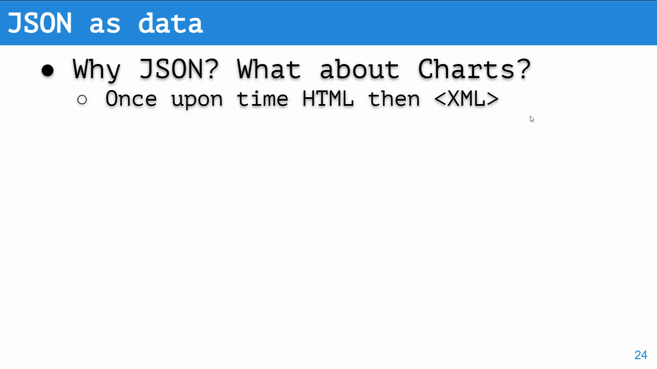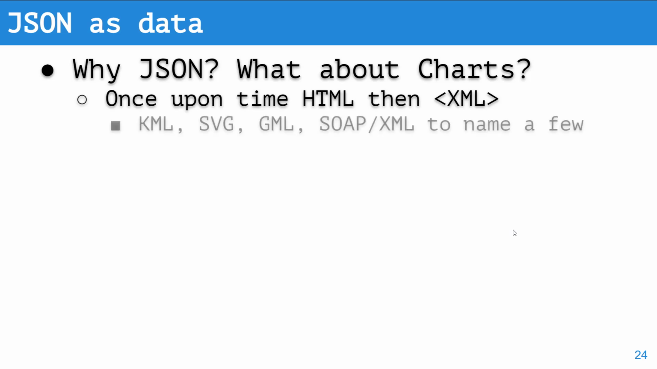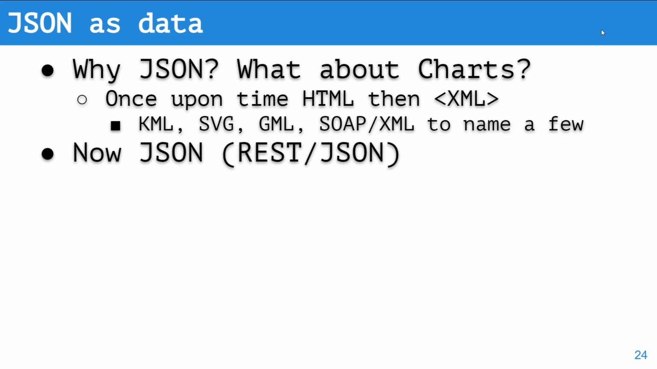So once upon a time, the data was all HTML. There was no such thing as JSON. And then we had this movement to XML. And XML really hasn't gone away. I mean, because we have KML, Keyhole Markup Language, Scalable Vector Graphics, Geographic Markup Language, SOAP XML Web Services. So, you can run into some XML out there. Okay. But over time, I would say that the trend is JSON, and that's because of REST JSON.